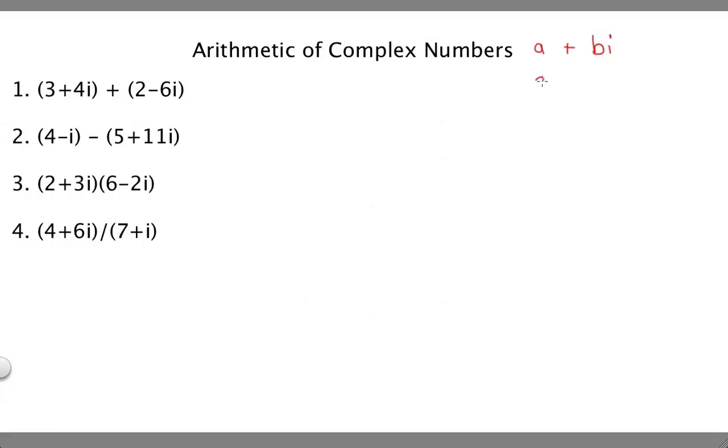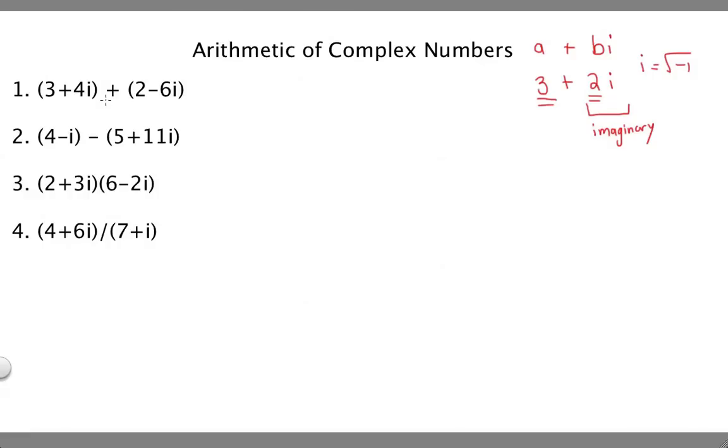So for example, 3 plus 2i. The 3 and the 2 are both real numbers, but the 2i itself is imaginary. And we have to remember that i is equal to the square root of -1. So let's take a look at the first example, which is addition of complex numbers.